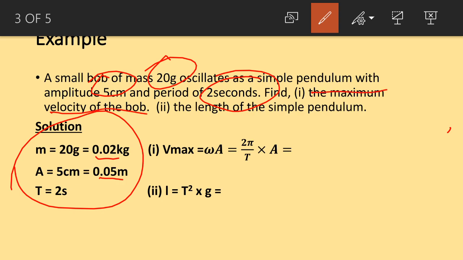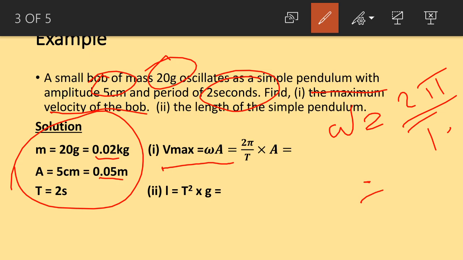From the previous video, we saw that the maximum velocity of a simple harmonic motion is omega A, where omega is angular frequency. In this case, we are not given omega, but we know that omega is 2 pi over T. Also remember that we can write it as 2 pi times F, but in this case it is 2 pi over period. So if we substitute, omega A is 2 pi over T multiplied by A, which is the amplitude.